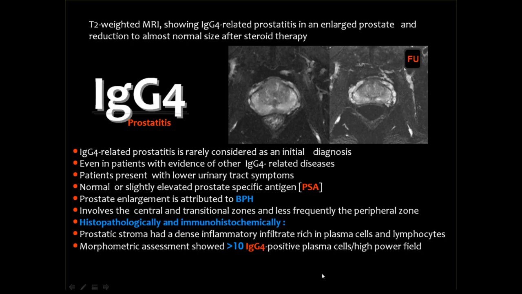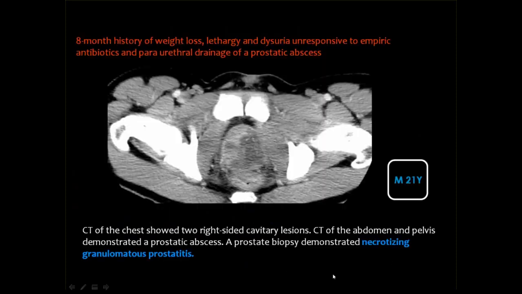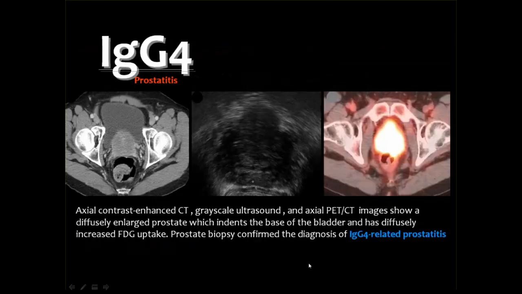But the histopathology and the immunohistochemistry are very helpful if you have a biopsy from the prostate and you get infiltration by plasma cells and lymphocytes with elevation of the IgG4. And if you look at this case, yes, you can see that the prostate is enlarged with heterogeneous density and what looks like an abscess inside the prostate. And this cannot be, as I have mentioned, diagnosed as IgG4 related disease.